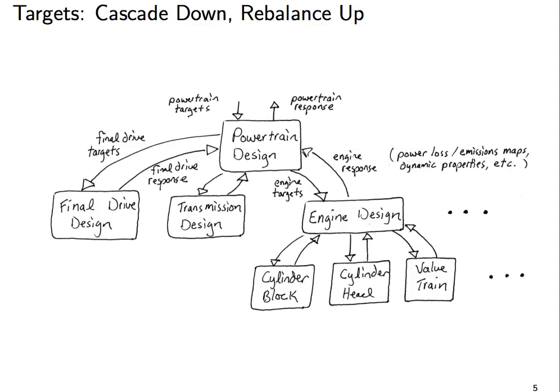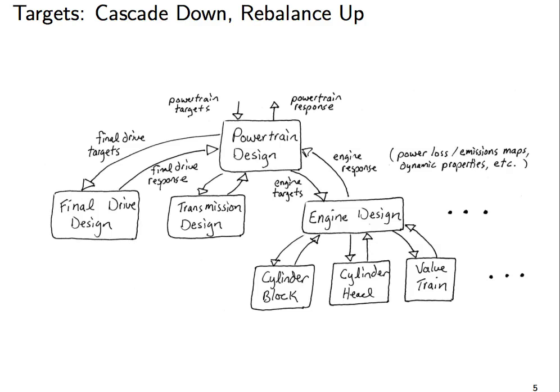We want to be able to take the top-level system targets and figure out targets for subsystems in the hierarchy such that the resulting system design will meet the top-level targets. This is an iterative process known as target cascading. Different design organizations have different levels of formalism in how they go about target cascading. The basic idea is that targets are propagated down in the hierarchy, and each design group in the hierarchy does their best to match these targets.